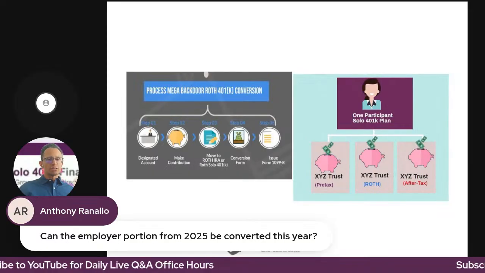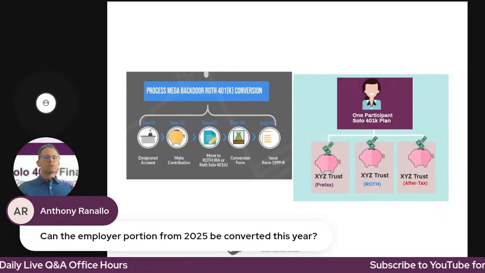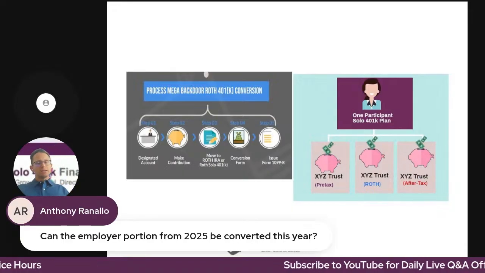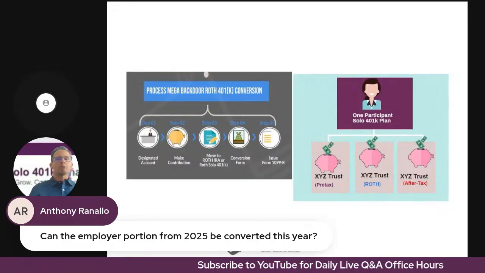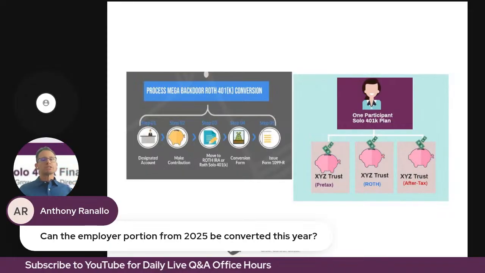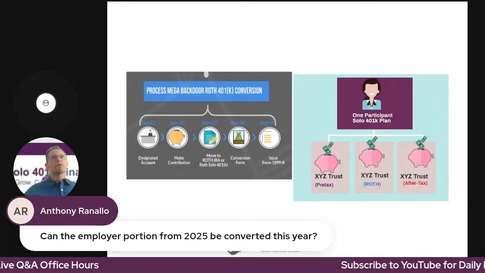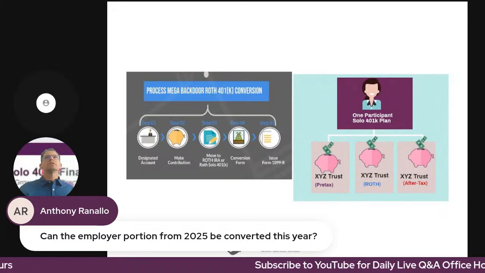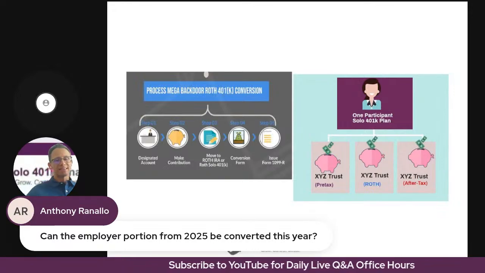Whereas conversions, that's different. That's when you convert funds in the plan to the Roth solo 401k, whether you're converting voluntary after-tax solo 401k contributions or pre-tax contributions. Those are considered conversions, not contributions. So those have different rules and deadlines.